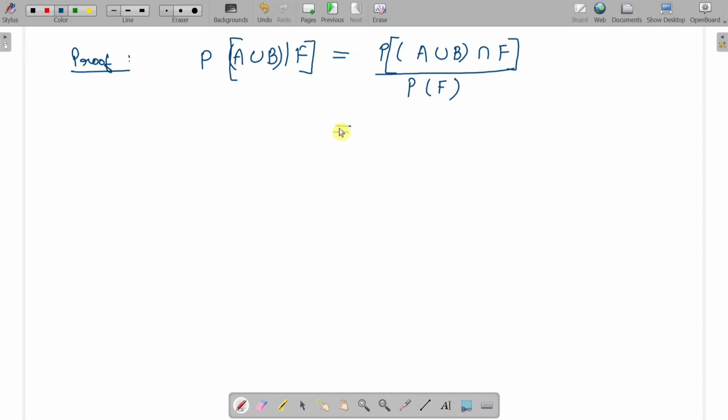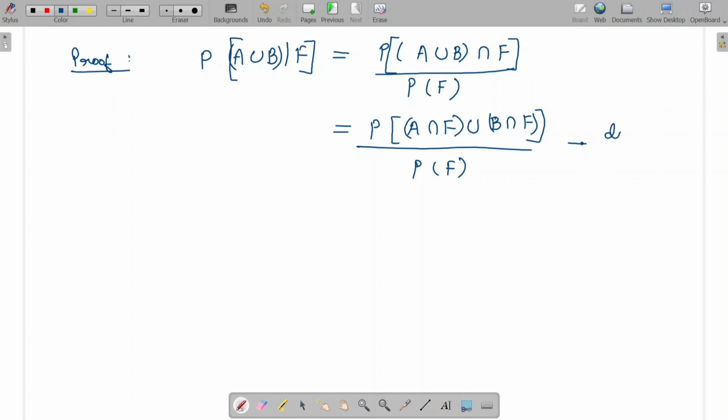Okay, so this will be equal to, now by distribution of union over intersection, what we will get is probability of (A intersection F) union (B intersection F), and then divided by P of F. Okay, so this is by the distributive property of union over intersection of sets.